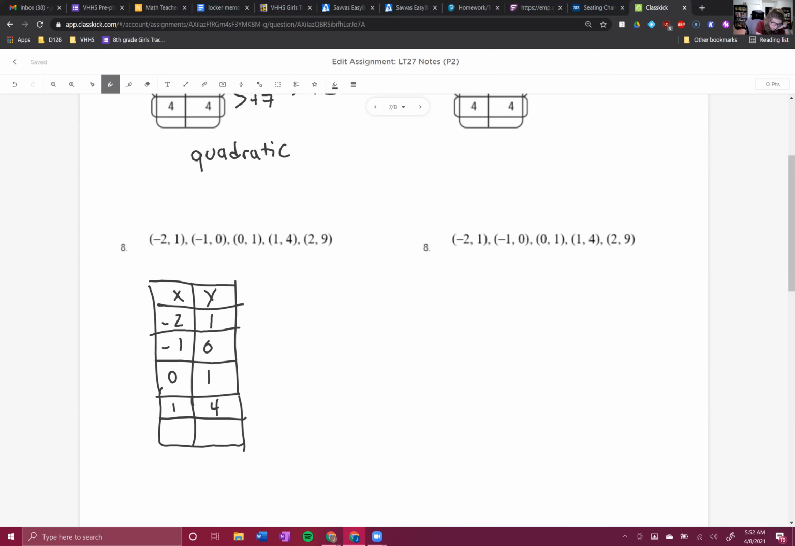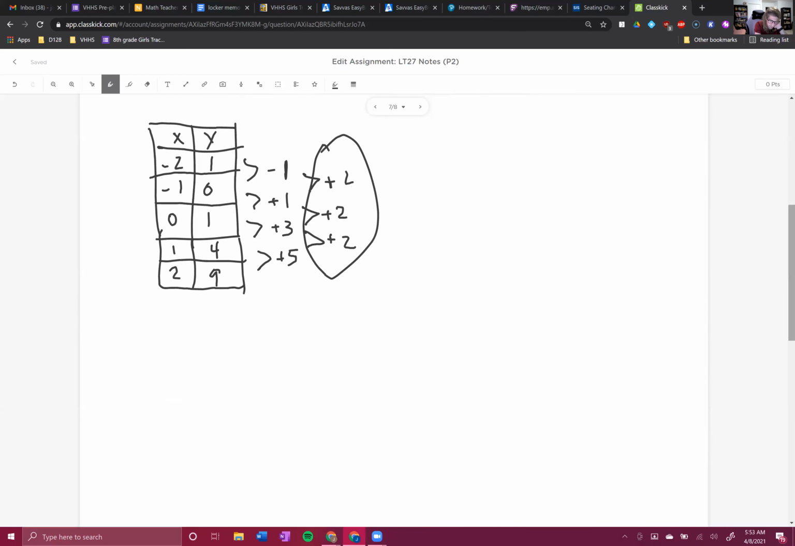1, 4, 2, 9. The ones are going up by 1 every time, so I'm not going to write that. 0 is 1 less than 1. That's -1. 0 to 1, we have to add 1. 4 is 3 bigger than 1. 9 is 5 bigger than 4. Not linear. Those are not the same numbers. To get from -1 to 1, we have to add 2. 3 is 2 bigger, and 5 is 2 bigger than 3. Here we go. Another second difference being the same. And it's quadratic.